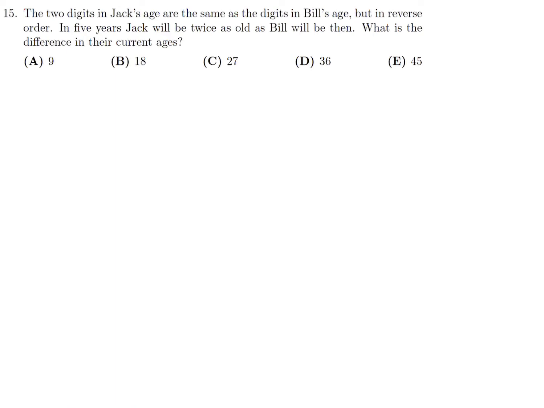The 2 digits in Jack's age are the same as the digits in Bill's age, but in reverse order. In 5 years, Jack will be twice as old as Bill will be then. What is the difference in their current ages? So Jack is AB, that's his age, those are the 2 digits at least. And Bill is BA. Those are the 2 digits in his age. So the numerical value of this is 10A plus B, and the numerical value of this is 10B plus A.